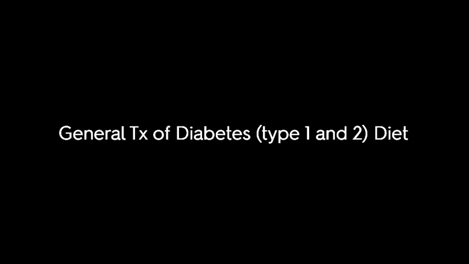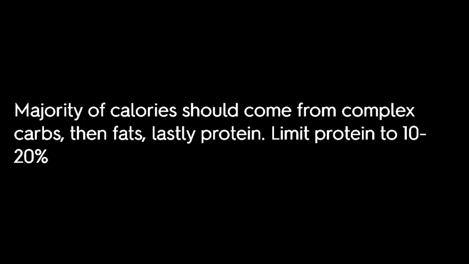Extreme blood sugar equals what? Vascular damage. General treatment of diabetes diet: the majority of calories should come from complex carbs, then fats, lastly protein. Limit protein to 10 to 20%.